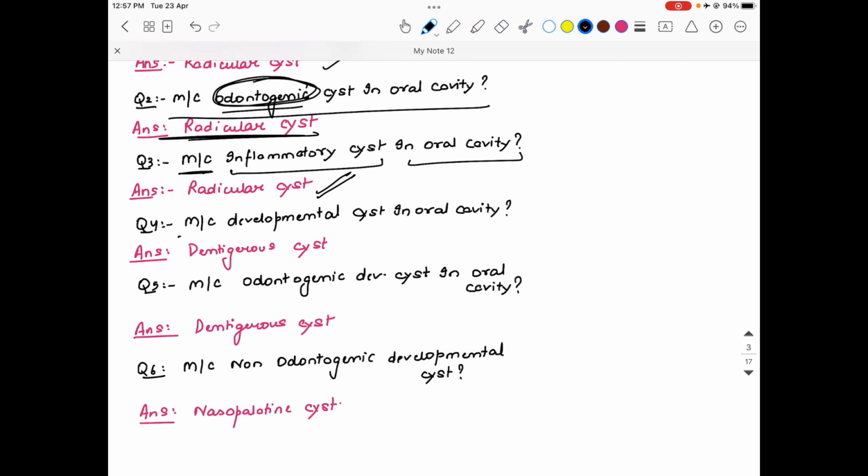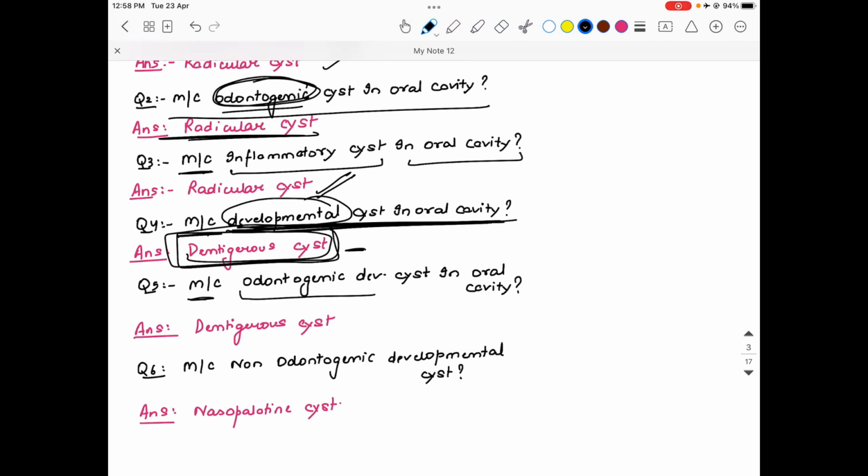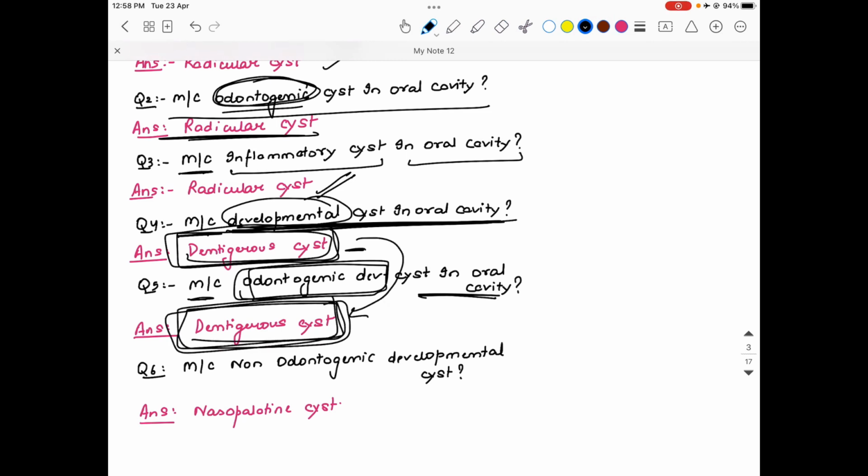Next question, which is the most common developmental cyst in the oral cavity? Remember, the most common developmental cyst is the dentigerous cyst. Okay, if you go back to the classification we just now studied, you will see the dentigerous cyst falls in the category of developmental, and it is the most common developmental cyst in the oral cavity. The next question, most common odontogenic developmental cyst in oral cavity. The answer remains same. This is dentigerous cyst, because dentigerous is most common developmental cyst and it is also odontogenic.